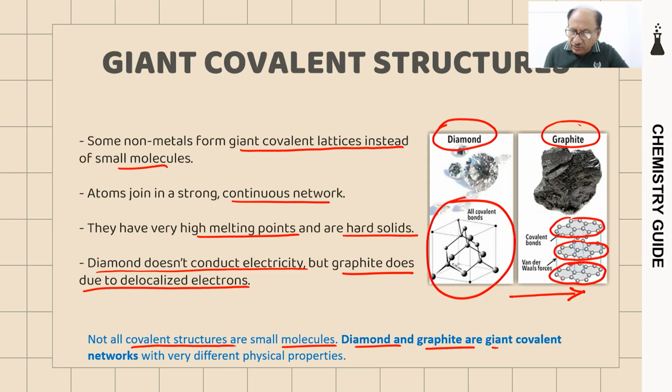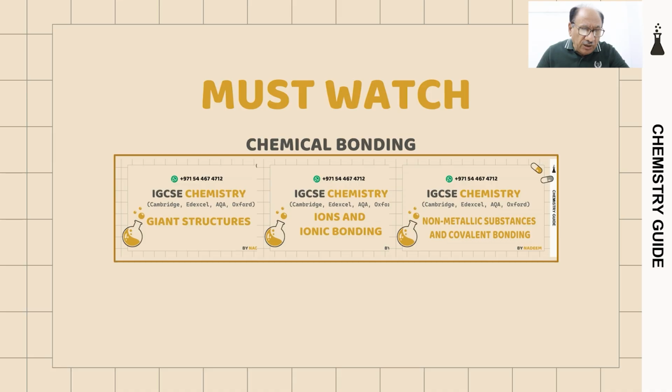Not all covalent structures are small molecules. Diamond and graphite are giant covalent networks with very different physical properties. These are allotropic forms of carbon with different properties. We will discuss this later. To cover this complete chemical bonding topic, you will have to go through these three videos which are available in the playlist.